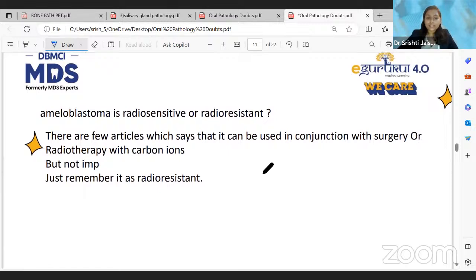Now, is ameloblastoma radiosensitive or radioresistant? For your MCQ, just remember ameloblastoma as the most radio resistant. Now, many articles have quoted that surgery is used along with radiotherapy with carbon ions, but you do not have to remember this. Just remember that ameloblastoma is the most radio resistant tumor.